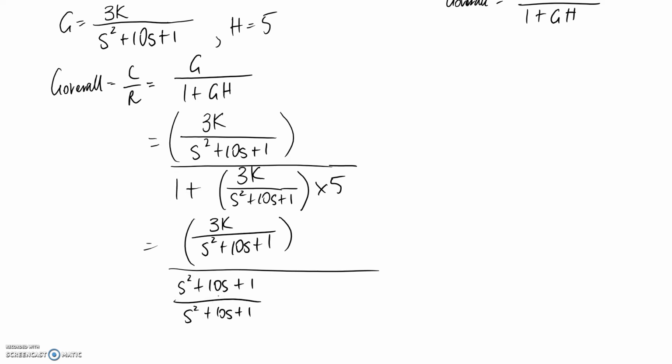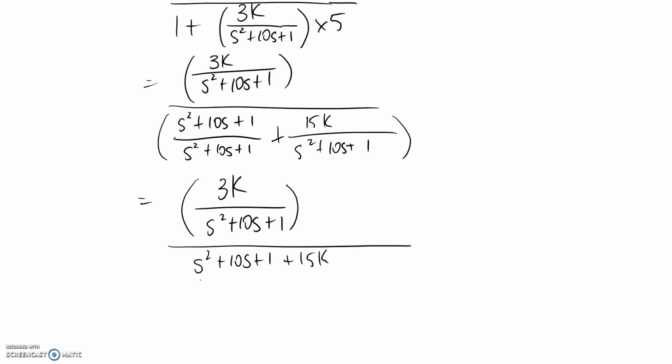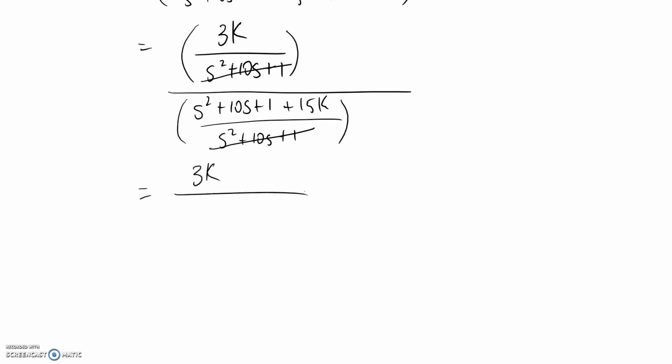So this is equal to this, and if I write this out, so 5 times 3 is 15. What I've got now is the same denominator for both terms on this bottom line. So I'm going to write this out in full, just to be clear on what's happening. So top line, nothing is happening. On the bottom line, I now have this common denominator, so I can put them together with that same denominator. Alright, so now we have this on both of our compound fractions, so they're going to end up cancelling with each other. And we're left with our transfer function just being 3K divided by S squared plus 10S plus 1 plus 15K. So this is G overall for our block diagram.